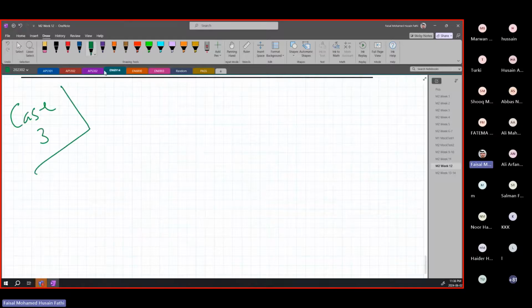All right, so case 3. What is case 3? Let's take an example. So we have y double prime plus 8 y prime plus, let's make a large number here, 25 equal 0. All right. So y double prime plus 8 y prime plus 25 equals 0.